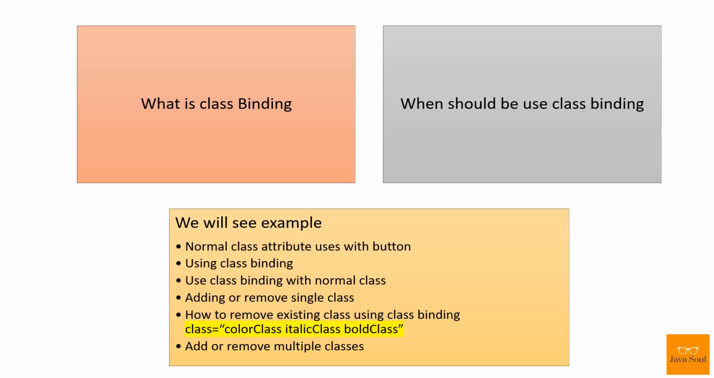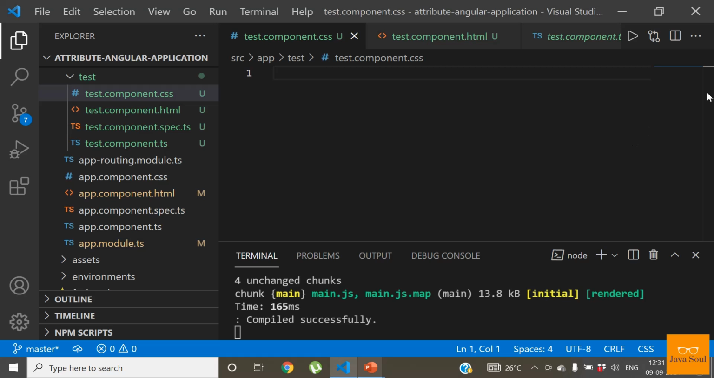Let's look at an example now. First, let's discuss what Angular class binding is. Angular class binding is basically used to add or remove classes to or from HTML elements. You can dynamically add classes based on conditions, and you can also remove them based on conditions. Let me use some classes.